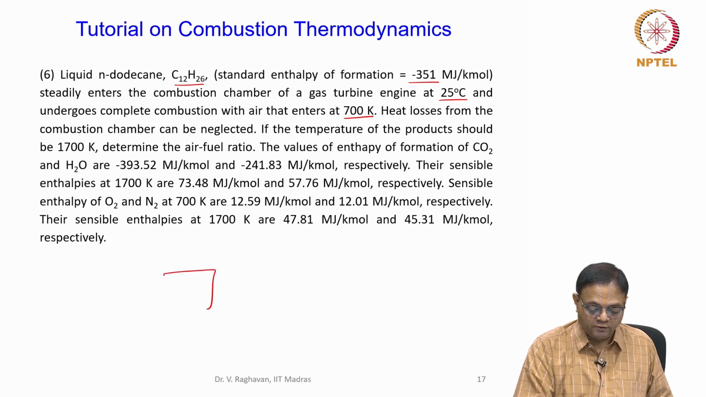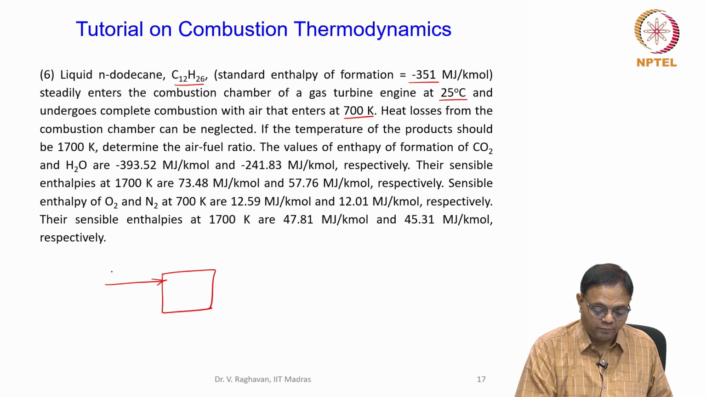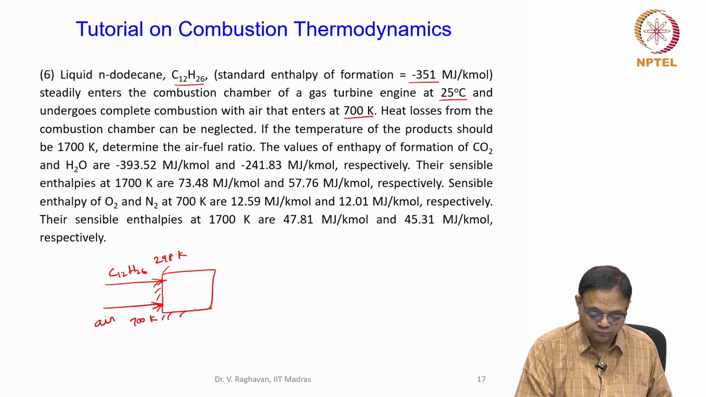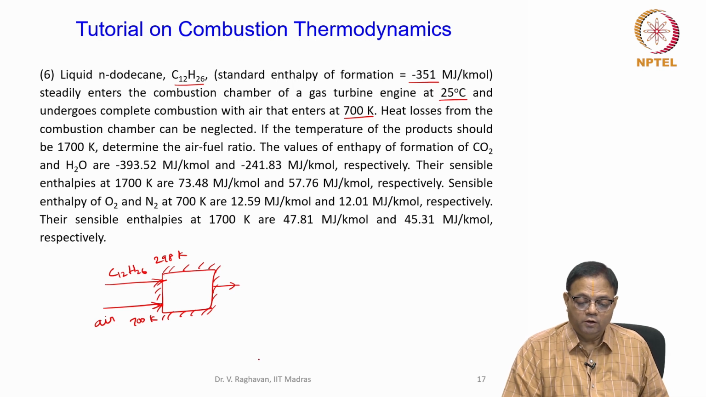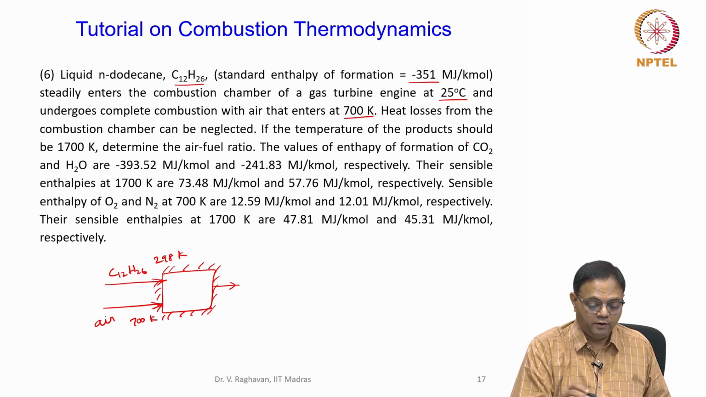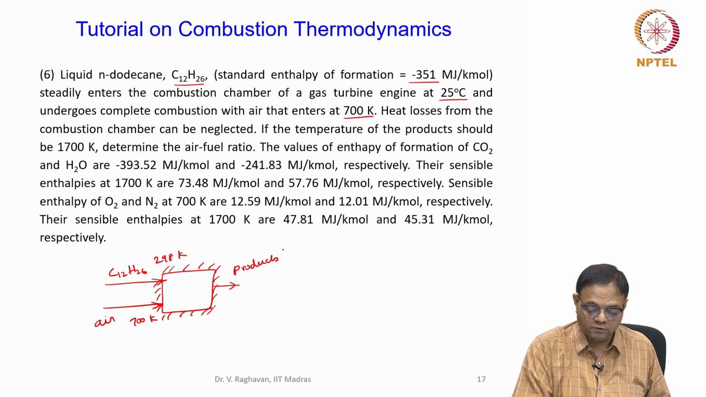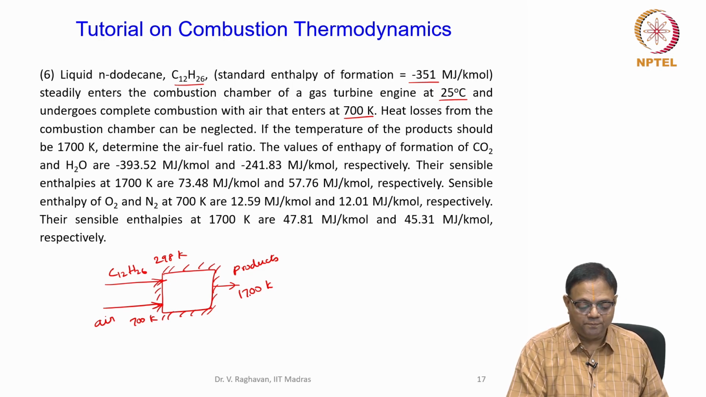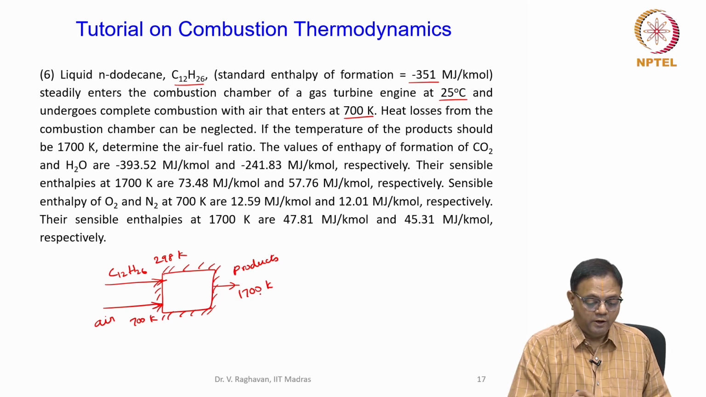Okay, say for example, I will say this is the combustion chamber. The fuel is sprayed here, C12H26, that is at 290 Kelvin, and air enters here at 700 Kelvin, and this is insulated, and the products go out. If the temperature of the products should be, I will say products, 1700 Kelvin. I want to maintain the temperature of the products not more than 1700 Kelvin. Okay. Determine the air fuel ratio.